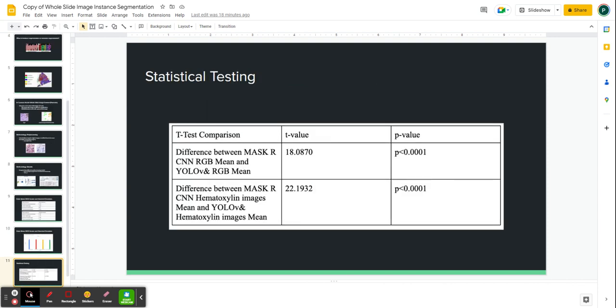I also did statistical testing. I compared MaskRCNN with the RGB images and YOLO V7 with the RGB images, and I got a p-value which is much less than 0.001, which means there is statistical significance. Then I also compared MaskRCNN with the hematoxylin images and YOLO V7 with the hematoxylin images. I also got a p-value of much less than 0.001, which shows the difference is significant.